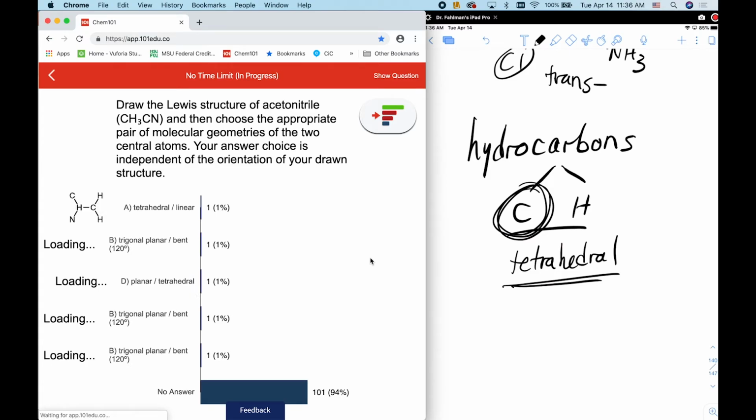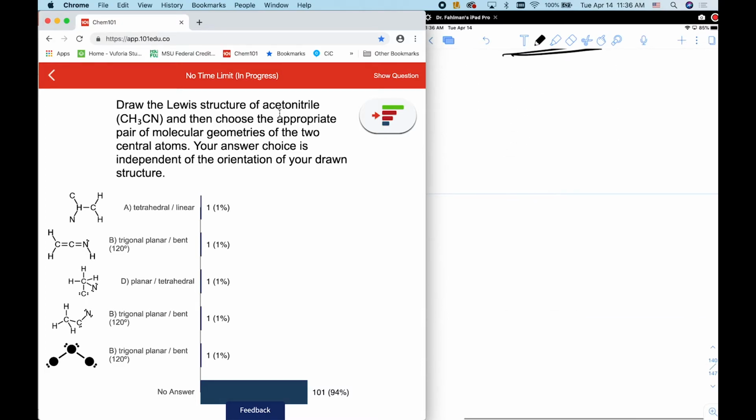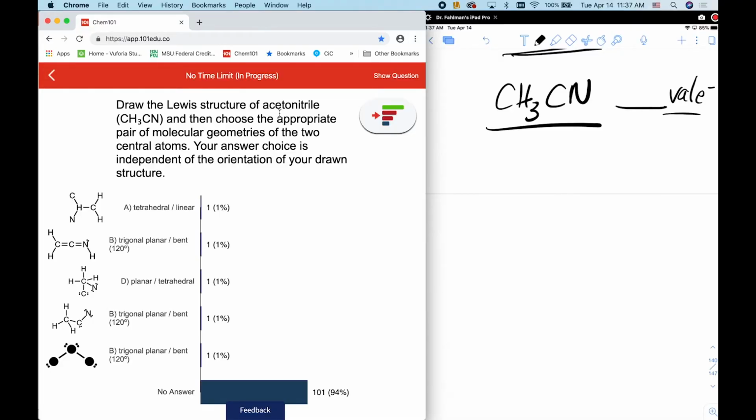Okay, so not many people have looked at this yet, but acetyl nitrile. Again, for these questions, when I'm considering shapes of molecules, if I ask what is the shape or what angles does something have, that means draw the Lewis structure first. So for this one, acetyl nitrile, you have to count how many valence electrons.